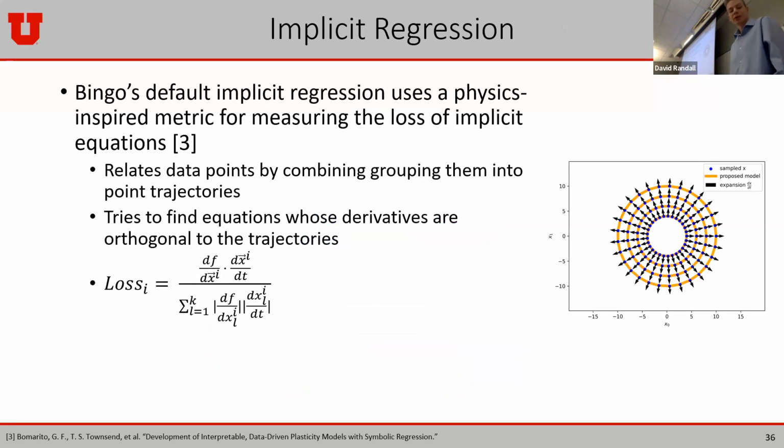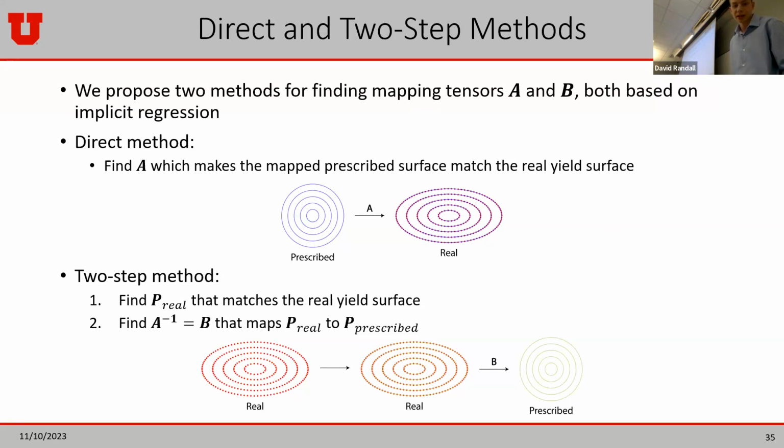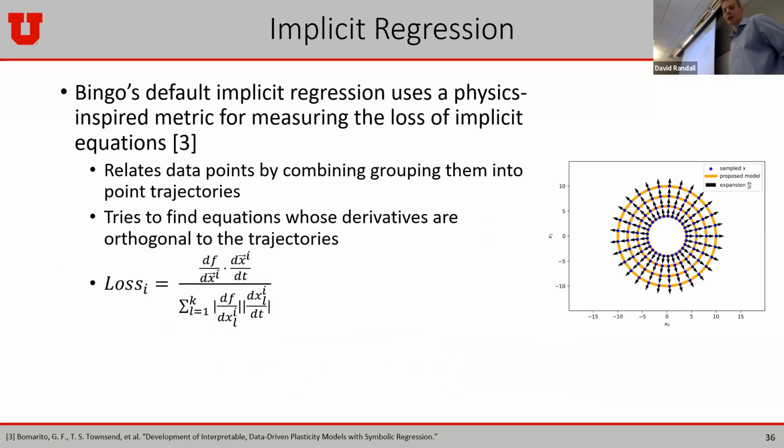So at the heart of both of these methods is finding a yield surface that fits the data. So if we look in the two-step method, we fit data for these real points. And in the prescribed method, we want to quantify how well that mapped prescribed yield surface matches the points. And in order to do so, we need a way of measuring the accuracy of the implicit equation, which, as I mentioned before, we use Bingo's implicit equation, which will use the idea of derivatives, which I'll explain.